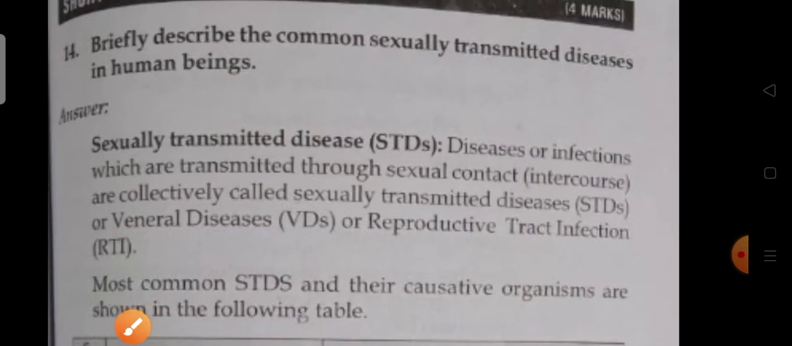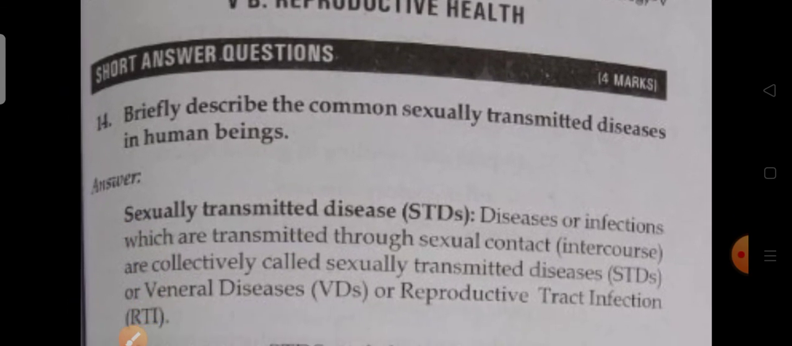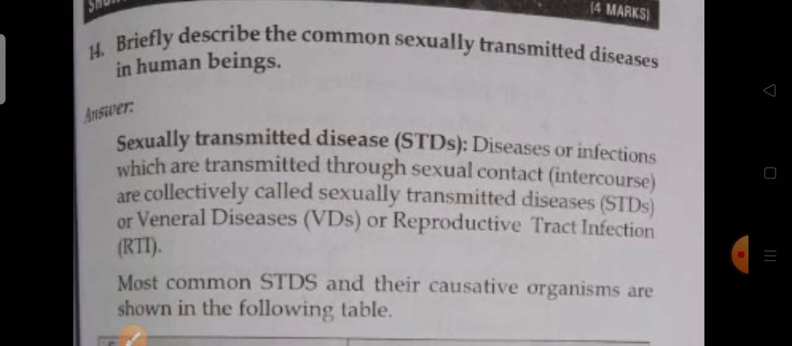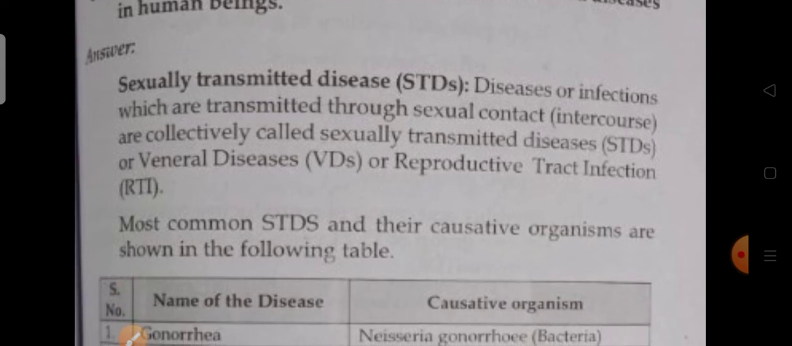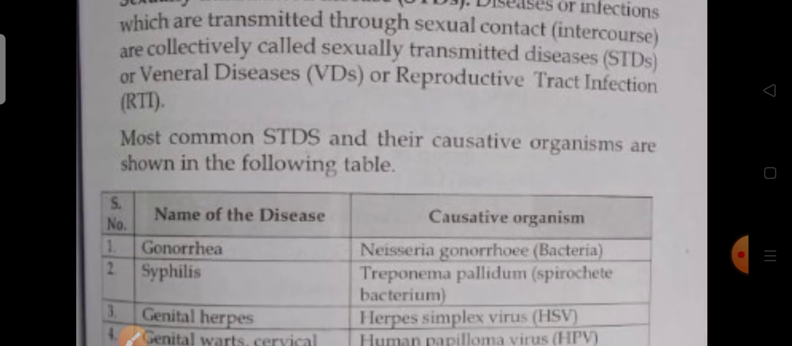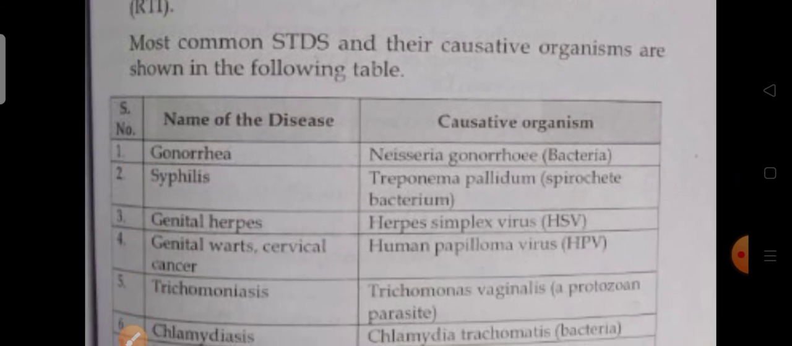Next, unit 5, reproductive health. Briefly describe the common sexually transmitted diseases in human beings. Diseases that are infections transmitted through sexual contact or intercourse are collectively called sexually transmitted diseases, venereal diseases, or reproductive tract infections. The most common STDs and their causative organisms are shown in the table below.